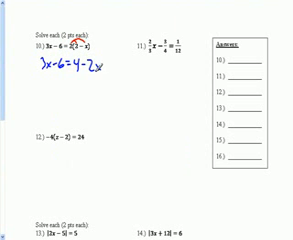And now I just need to get my x's on one side, my constant terms on the other. So I'm going to add the 2x to each side. So that's going to give me 5x minus 6 equals 4.